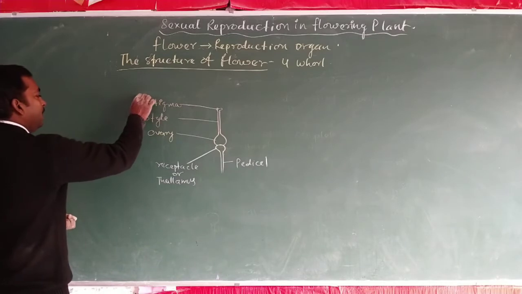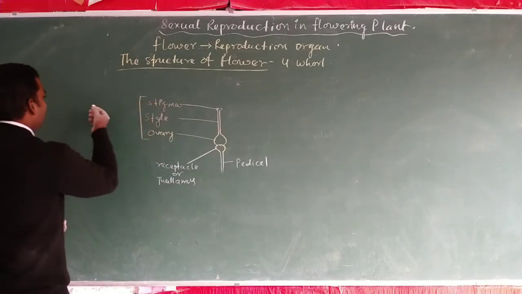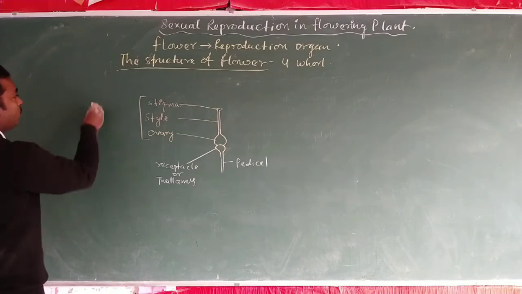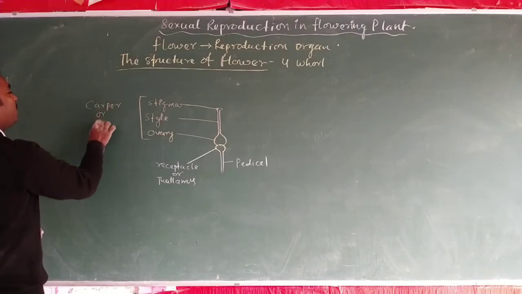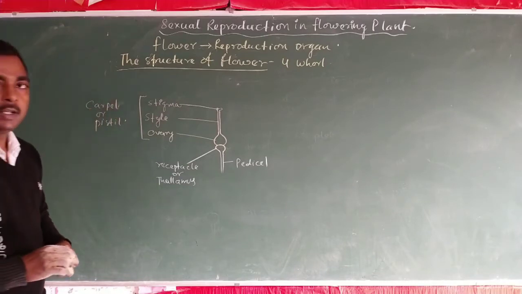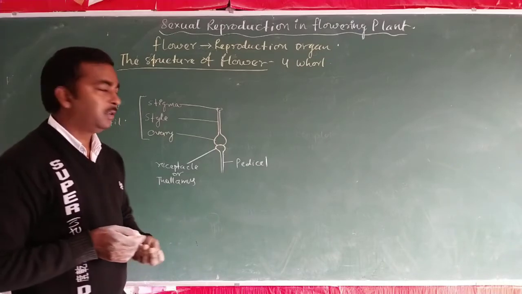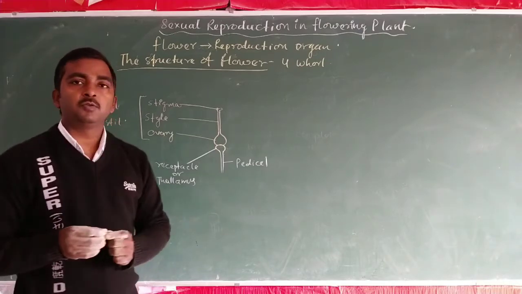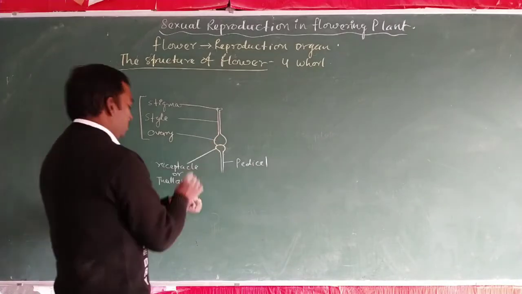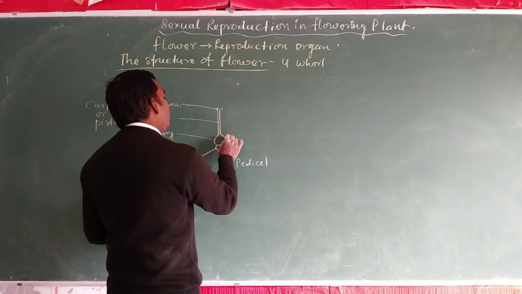So stigma, style and ovary together make the female reproductive organ, and the female reproductive organ is known as carpel or pistil. In other words, we can also say the group of female reproductive organs, that is carpel and pistil, is known as gynoecium.